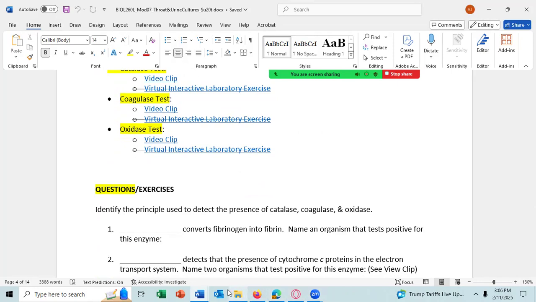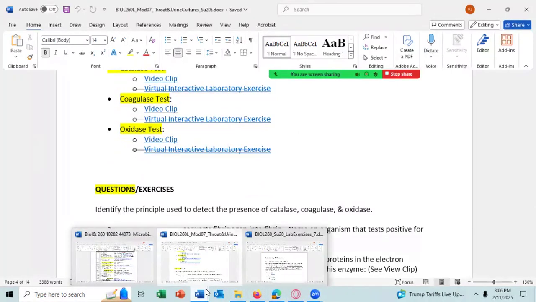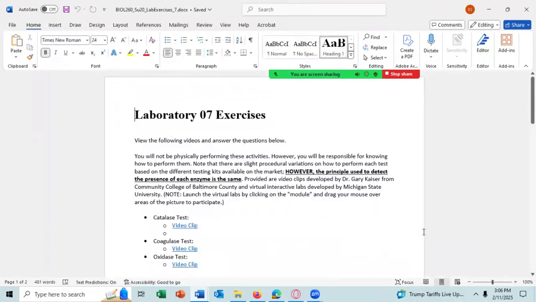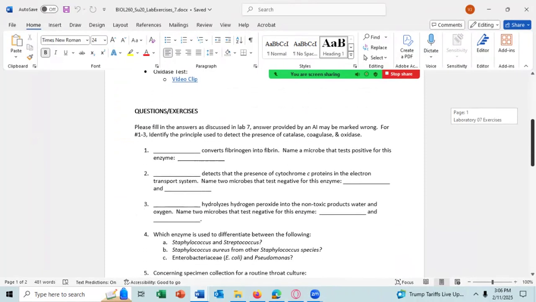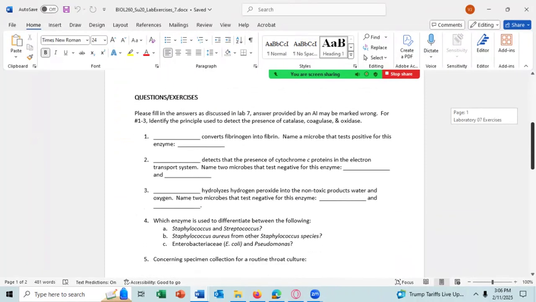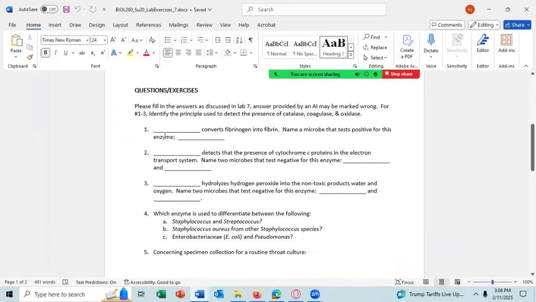All right, let's go to the worksheet now. So the first question is, for questions 1 to 3, identify the principle used to detect the presence of one of these three enzymes: the catalase enzyme, the coagulase enzyme, or the oxidase enzyme. So 1, which enzyme converts fibrinogen into fibrin? That's 1A. And then 1B, name a microbe that tests positive for this enzyme.